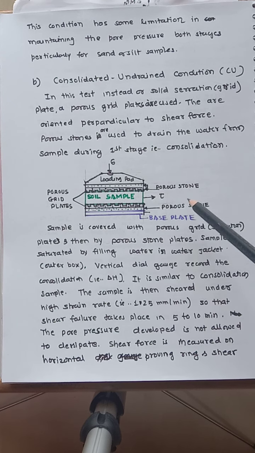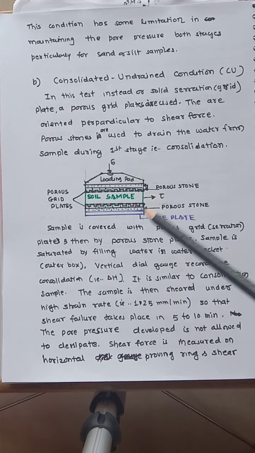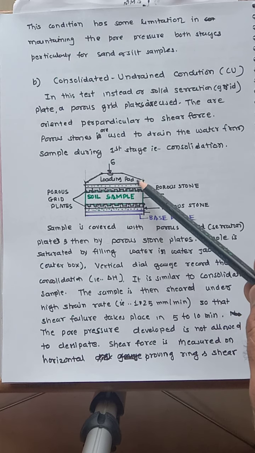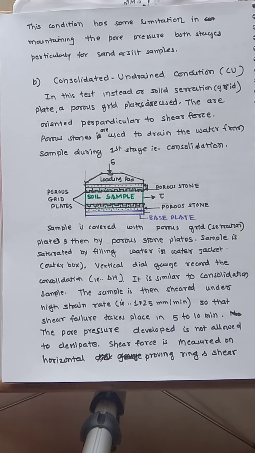Third is the consolidated drained condition. The setup is exactly the same as the CU condition. The sample is covered with porous grid plates or serration plates and porous stones on both sides. Every condition, 3 samples are tested. The first sample is allowed to consolidate under the normal stress, maybe 0.2 or 0.5 kg per cm square. You can keep 24 hours, or the time up to which there is no change in the vertical dial gauge.